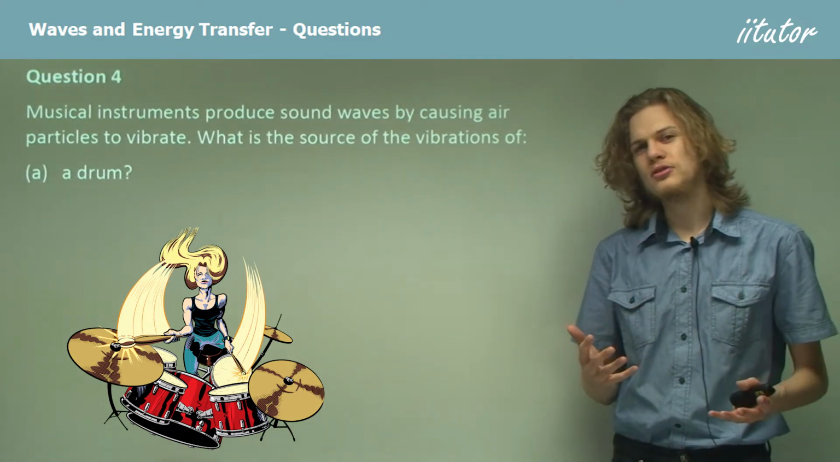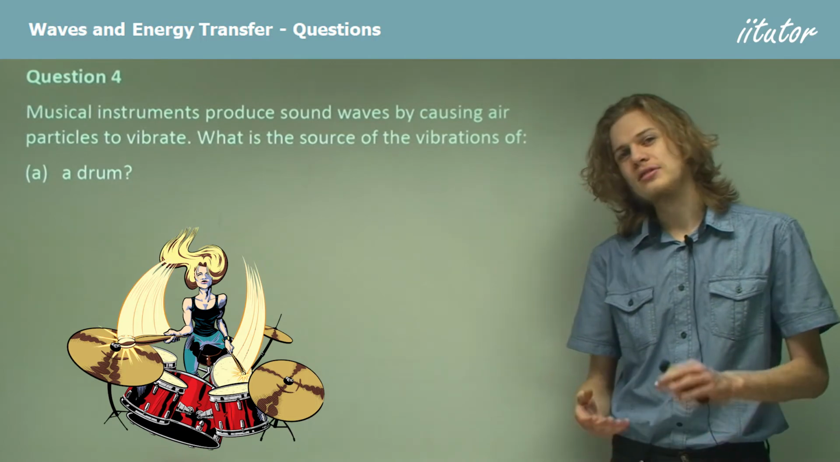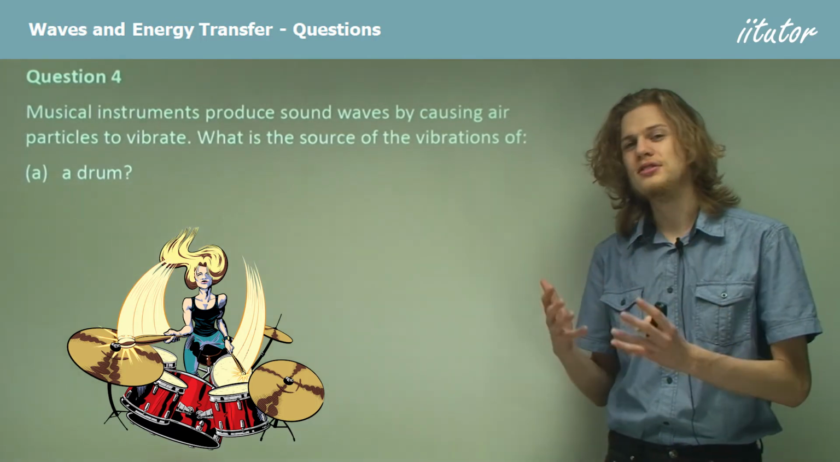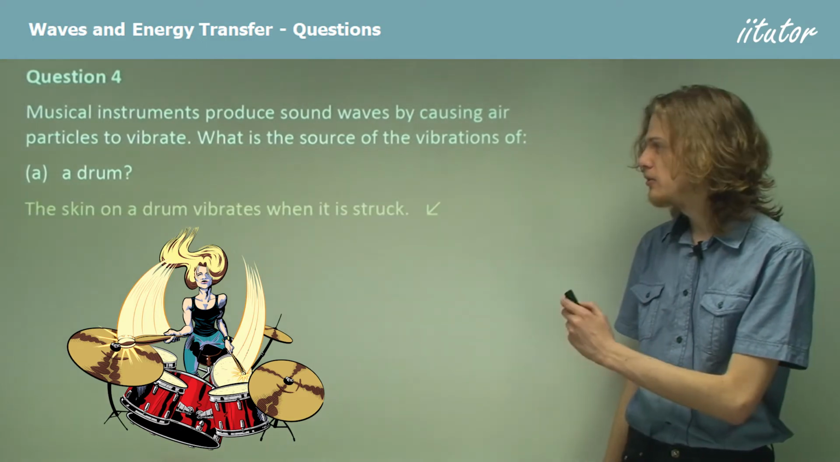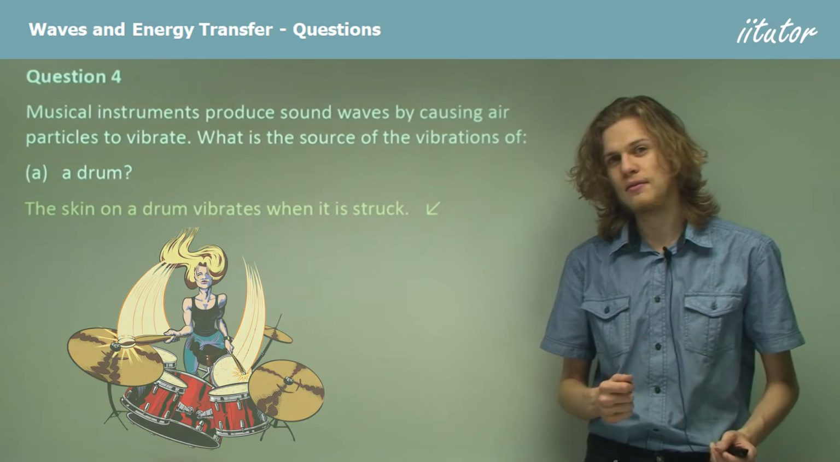Drums, of course, are instruments that must be struck in order to produce vibrations. When we strike a drum, that means that the skin on the top of the drum starts vibrating, and this is what spreads the sound, or what produces the sound. So in this case, it's the vibrating skin of the drum which produces sound waves.